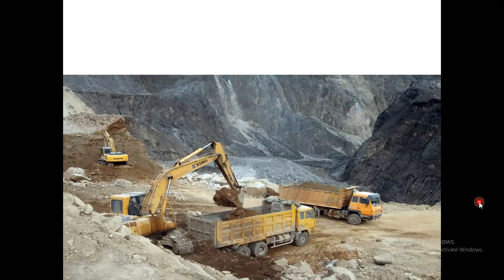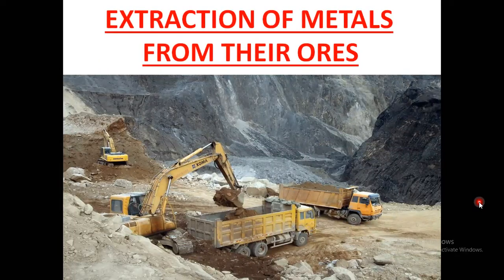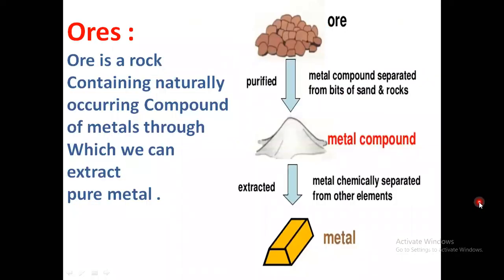So the topic for today's discussion is extraction of metals from their ores. Clear? Students, remember that in nature, metals are found in the rocks in the form of compounds. Basically, metals are mixed with rocks. So these naturally occurring compounds of metals through which we can extract pure metal are called ores. Clear?